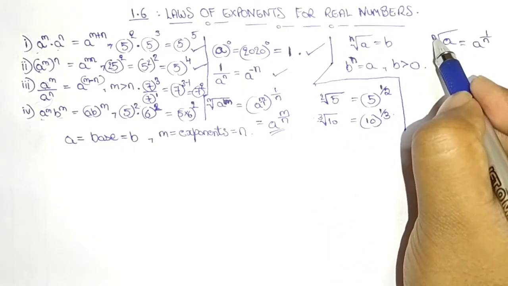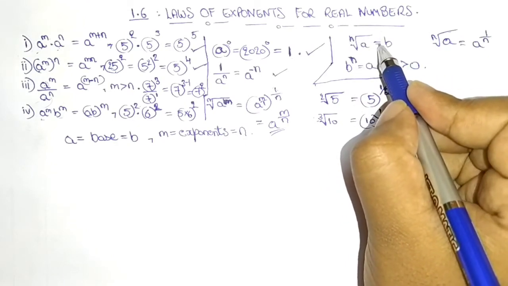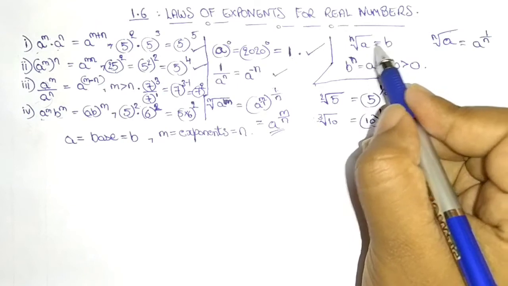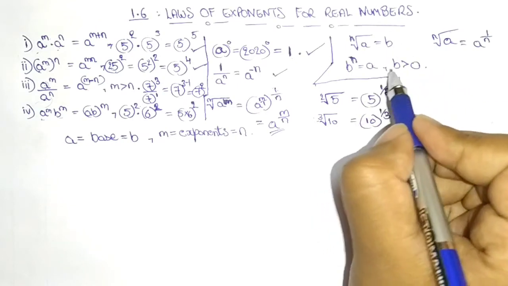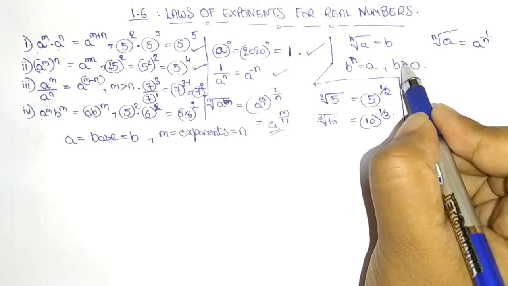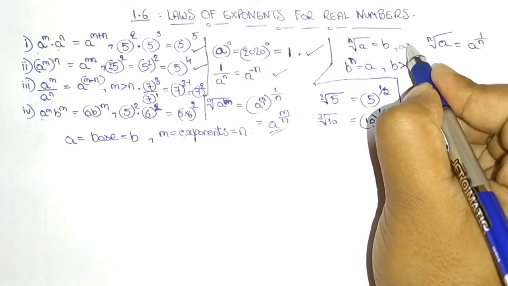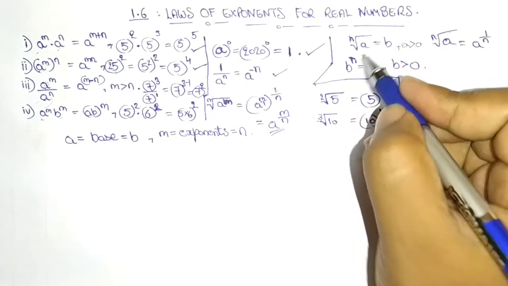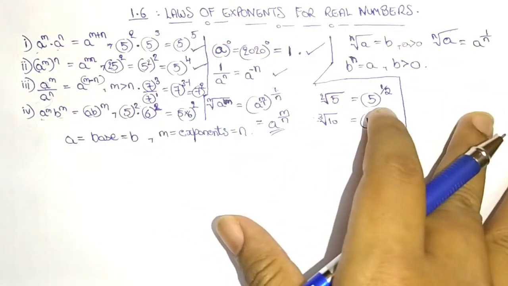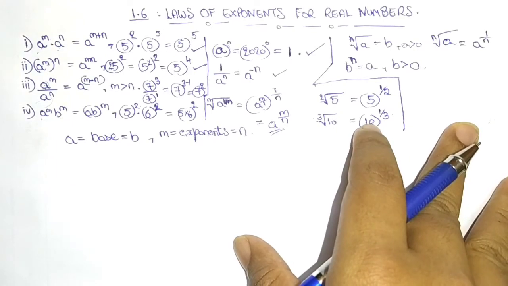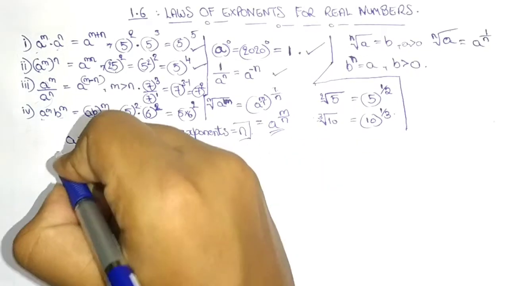But here, if we take this n to the opposite side of the equal sign, then it is going to be b power n is equal to a, and b should be greater than 0. Here also a should be greater than 0. Why? Because that is within the square root and we are dealing with real numbers. This completes your 1.6 concepts. Please remember this for your reference.